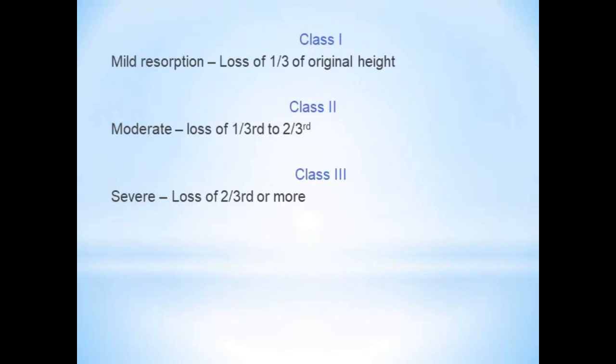And based on this technique, the residual ridge resorption was classified by Wical and Swoope as class 1, class 2, class 3. Class 1 where there is mild resorption, that is up to 1/3 of the original vertical height is lost. Class 2, a moderate resorption where there is a loss of 1/3 to 2/3 of the vertical height, and severe where 2/3 or more of the mandibular height is lost. So this is the Wical and Swoope classification of residual ridge resorption.